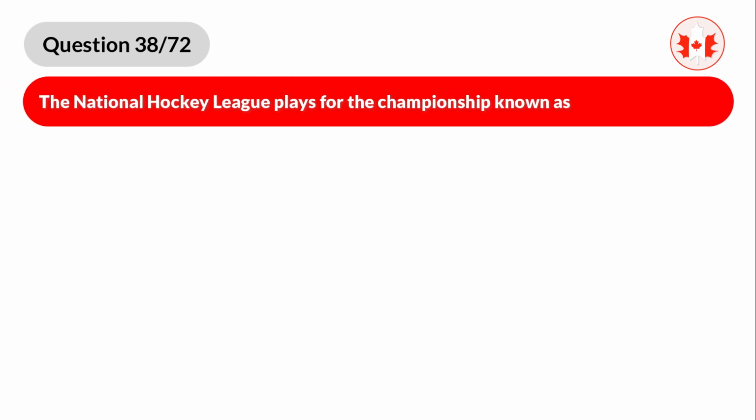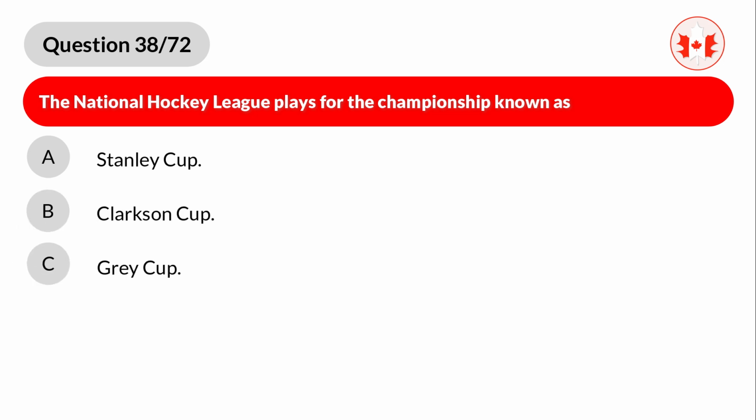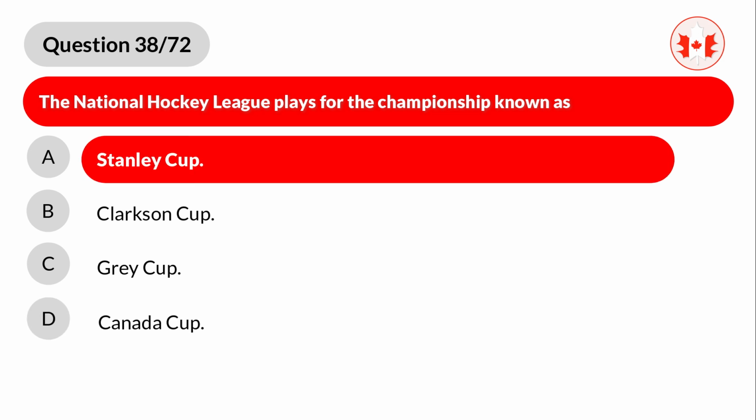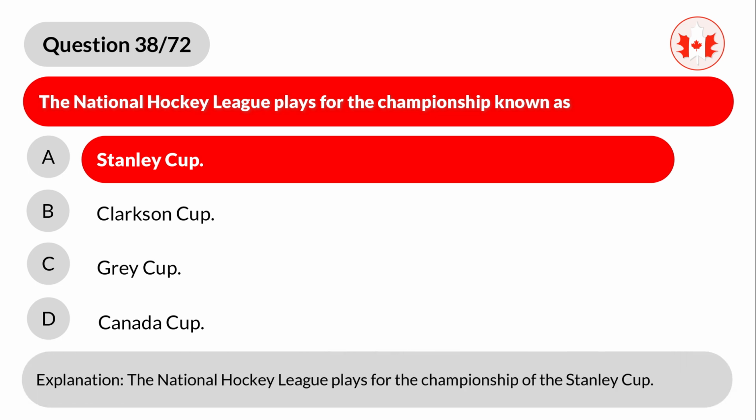Question 38. The National Hockey League plays for the championship known as A. Stanley Cup. B. Clarkson Cup. C. Grey Cup. D. Canada Cup. The correct answer is A. Stanley Cup. Explanation: the National Hockey League plays for the championship of the Stanley Cup.